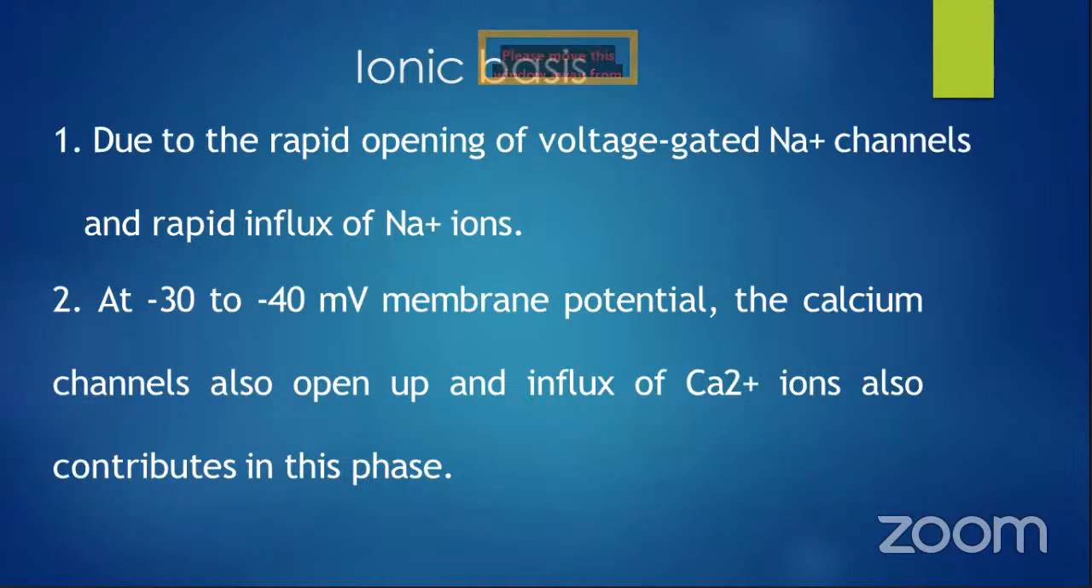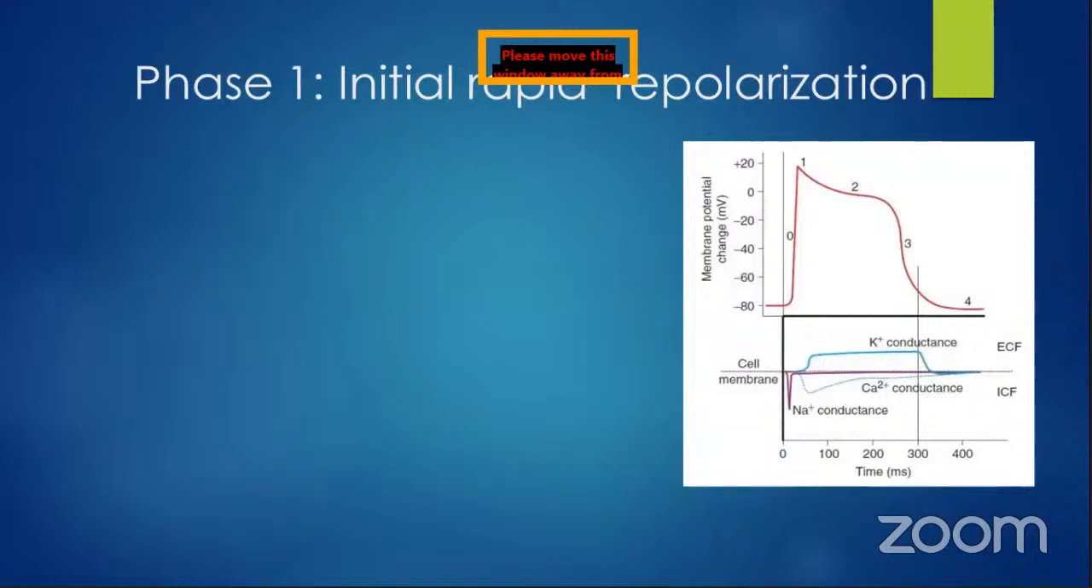So there are two channels operating in phase 0. First, there will be depolarization due to rapid opening of the sodium channels, resulting in influx of sodium ions. Then, when the membrane potential reaches minus 30 to minus 40 millivolts, calcium channels open up, and there will be influx of calcium ions also. These two contribute to the first phase, phase 0. So with rapid depolarization, the membrane potential goes from minus 80 to minus 90 up to plus 20 millivolts.